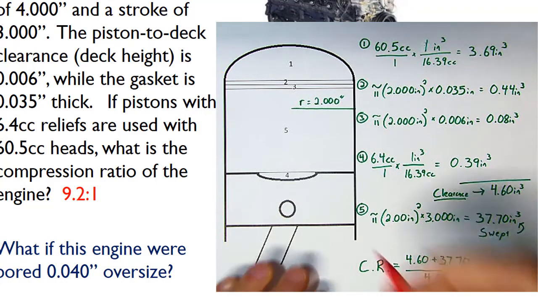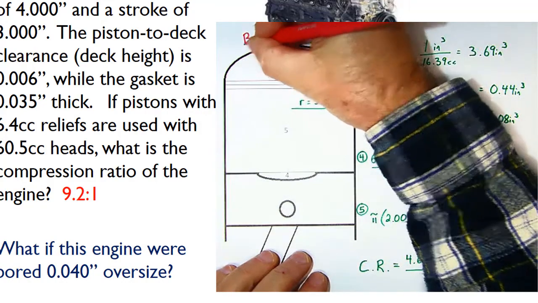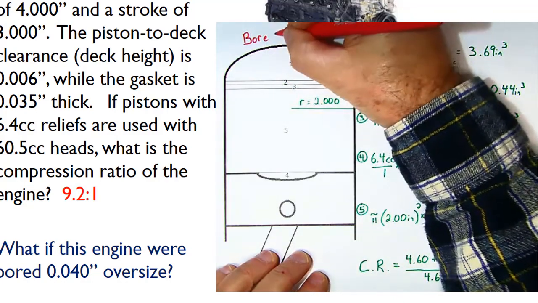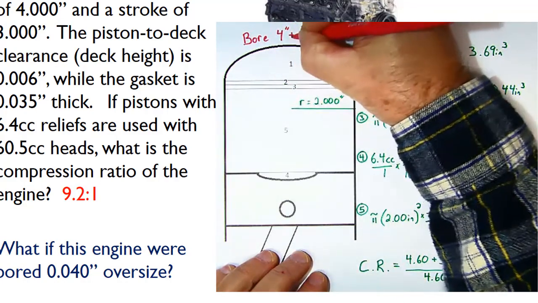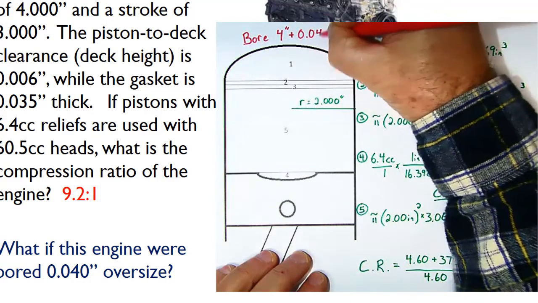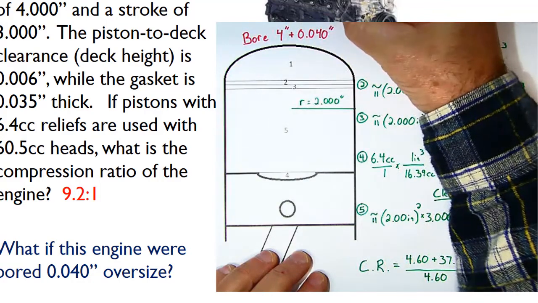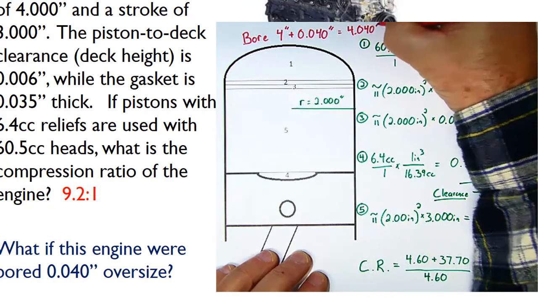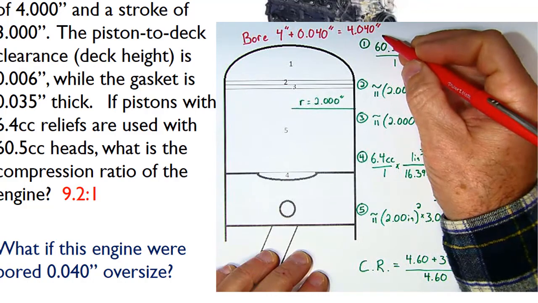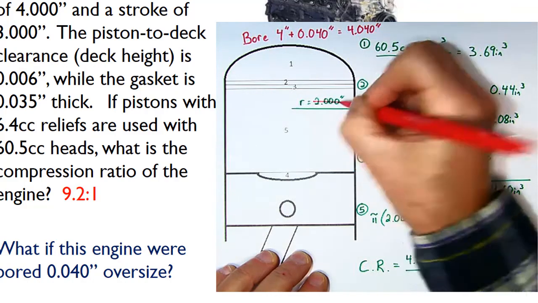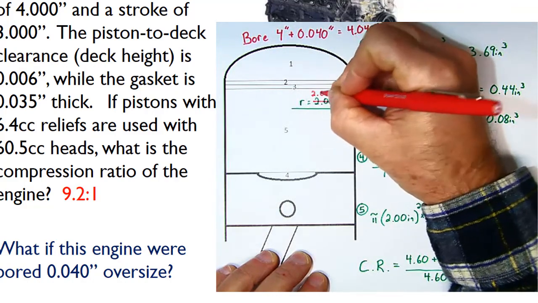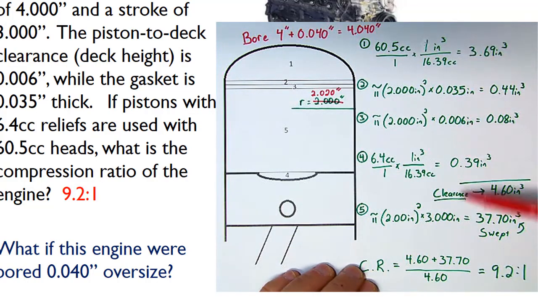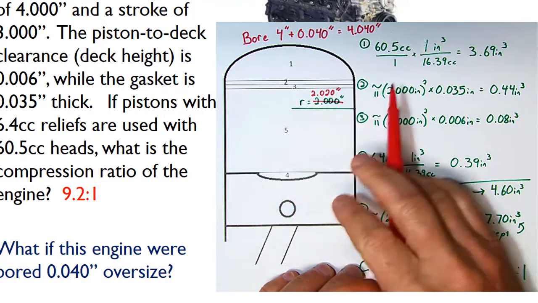What's going to change? Well, if our new bore gets bored 40 thousandths oversize, our bore is going to be 4 inches plus the new 40 thousandths oversize that we're boring it. And so our new bore is going to be 4.040 inches. And all that matters from that, if we divide that by 2, our new radius will be 2.020 inches.